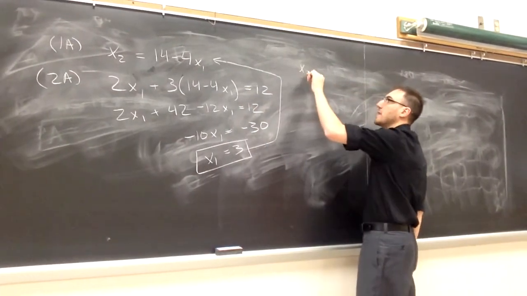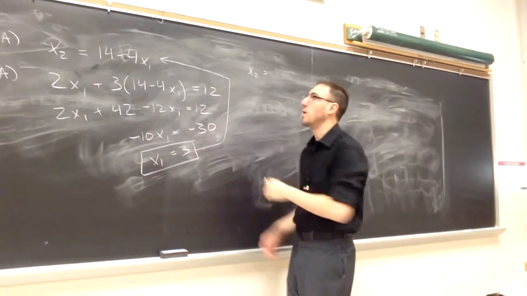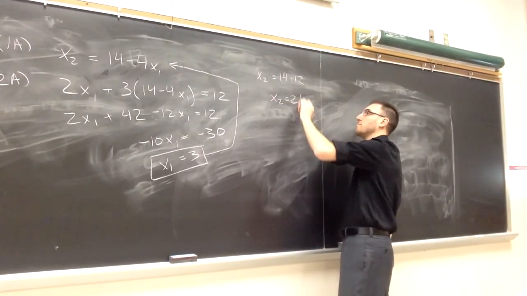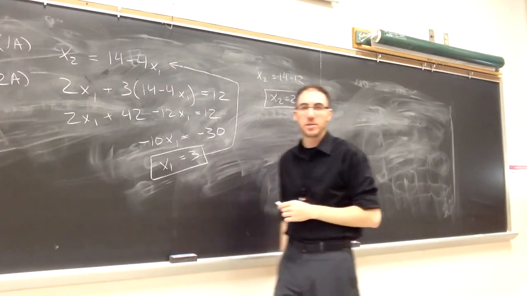But now I can rewrite this, knowing the value for x1 is 14 minus 12. So x2 is going to be equal to 2.